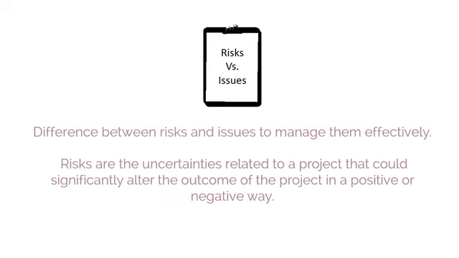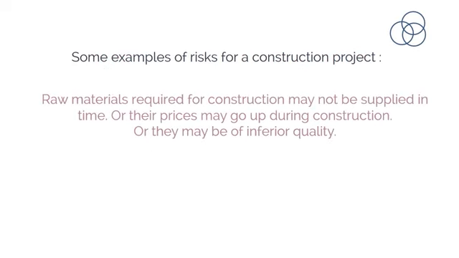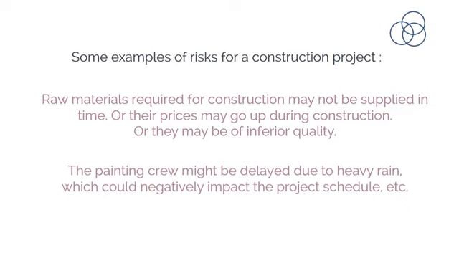Difference between risks and issues. It is helpful to know the difference between risks and issues in order to manage them effectively. Risks are the uncertainties related to a project that could significantly alter the outcome of the project in a positive or negative way. Some examples of risks for a construction project can be raw materials required for construction may not be supplied in time, or their prices may go up during construction, or they may be of inferior quality. The painting crew might be delayed due to heavy rain, which could negatively impact the project schedule, etc.